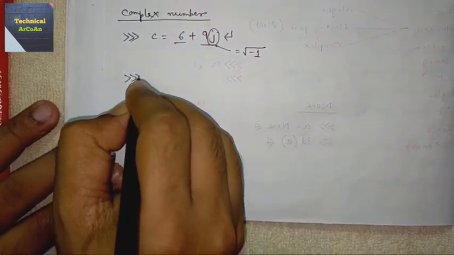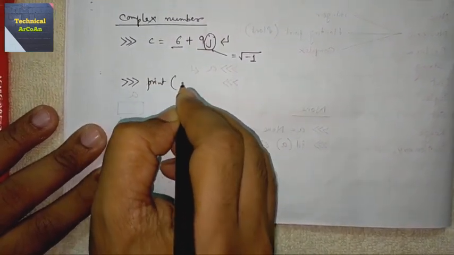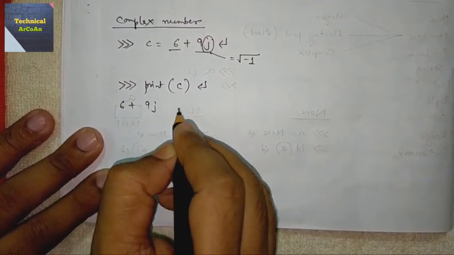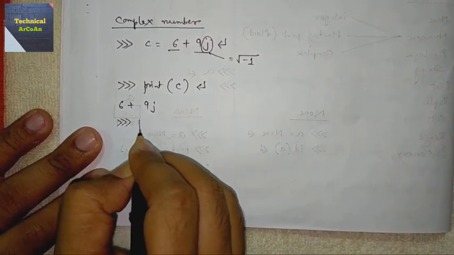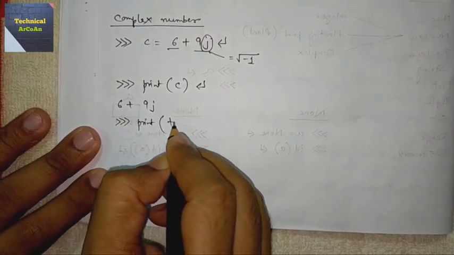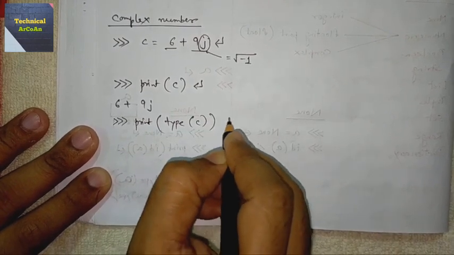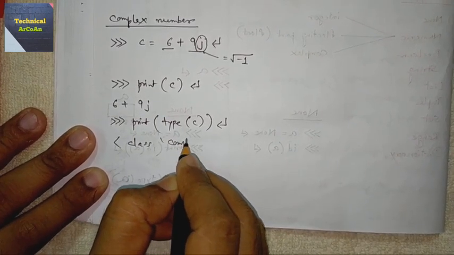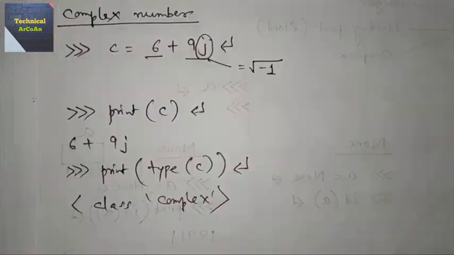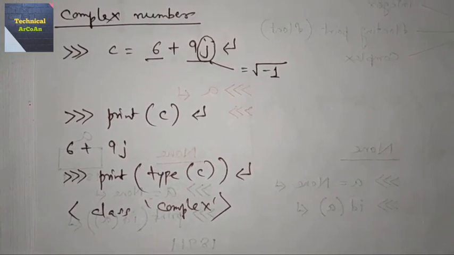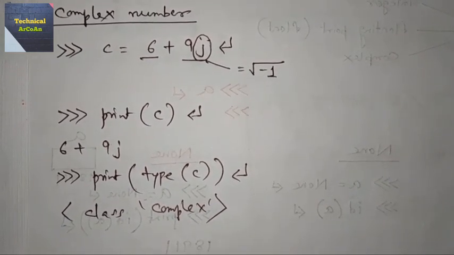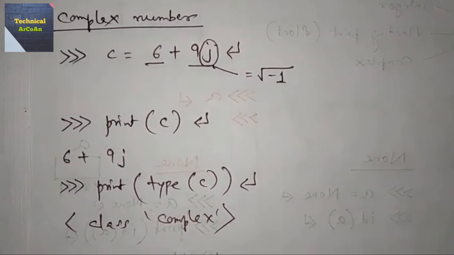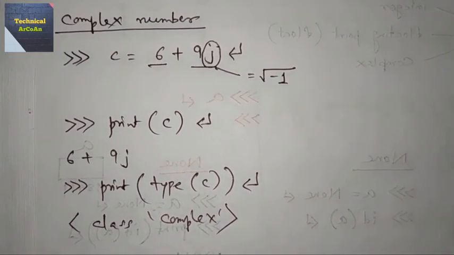Now if we want to print that number, we write print and within brackets c, so we get 6 plus 9j. And if we want to print the type of c, we write print type c, so what do we get? We get class complex. In Python, as far as complex numbers are concerned, j is used for complex notation, which represents root over minus 1.